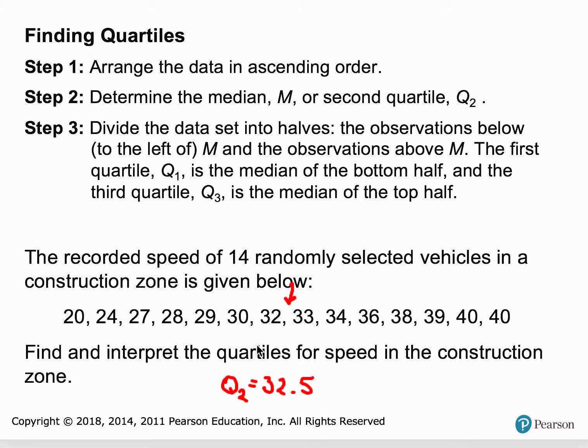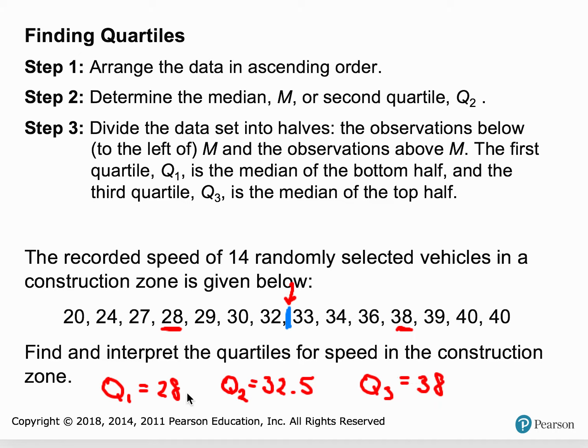Okay, now that gives me 2 sets of data, and I'm going to find the median of this set. 1, 2, 3, 4, 5, 6, 7. 7 plus 1 is 8, divided by 2 is 4. 1, 2, 3, 4. Here's the first quartile. Okay, so there has to be also 7 values over here. 1, 2, 3, 4, 5, 6, 7. So 8 divided by 2, 1, 2, 3, 4. The third quartile is 38.